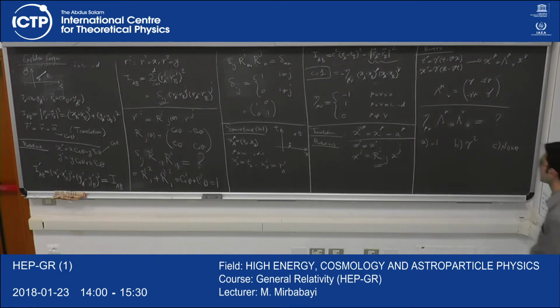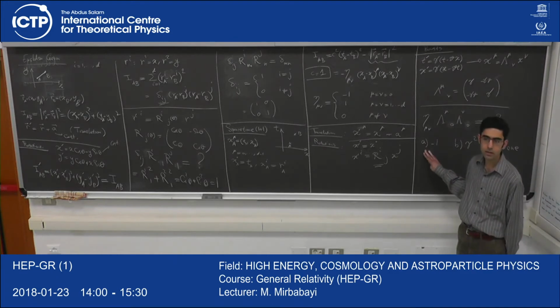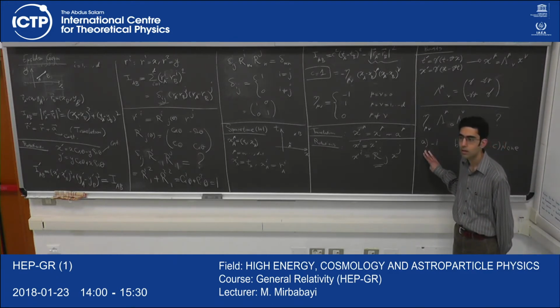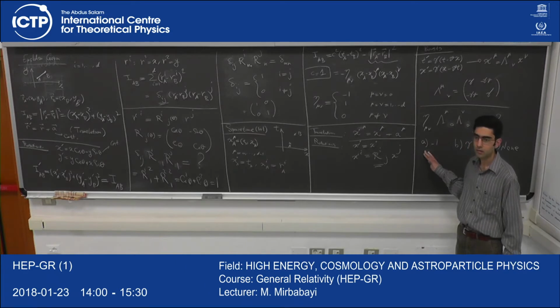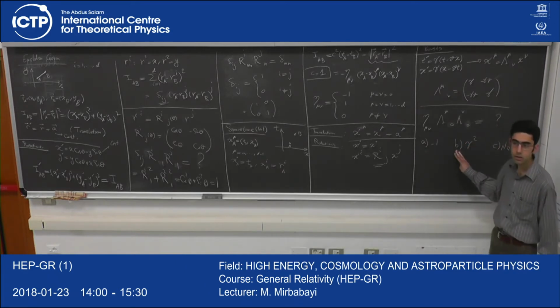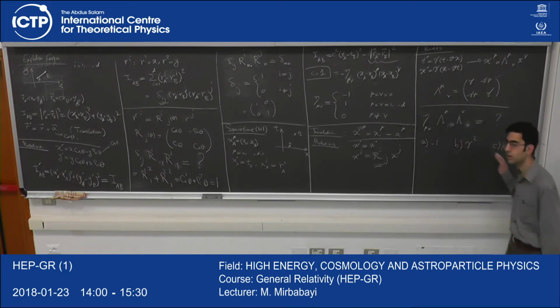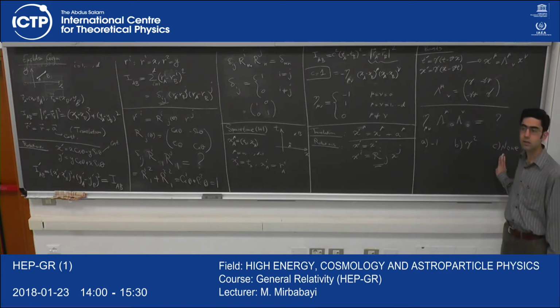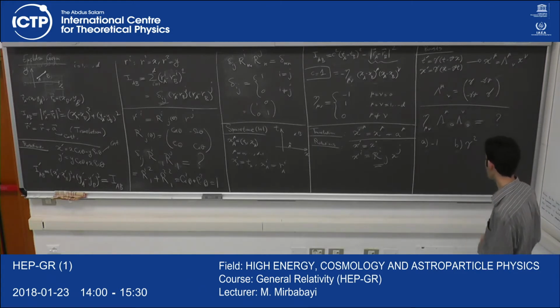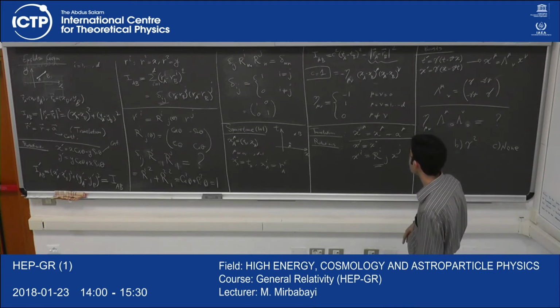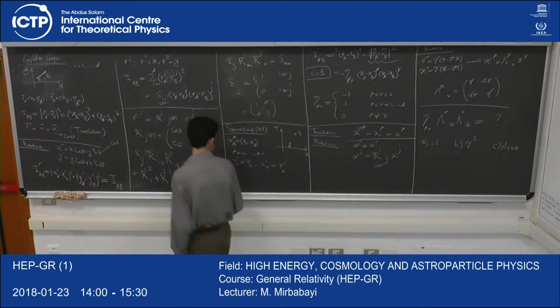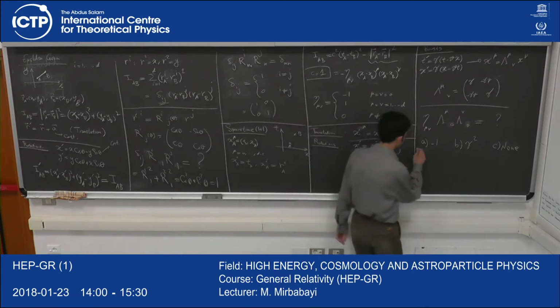Okay, how many people say A, minus 1? Yes. How many people say B? No one says B. Who says C? No one. Okay. So yes, the correct answer is minus 1.